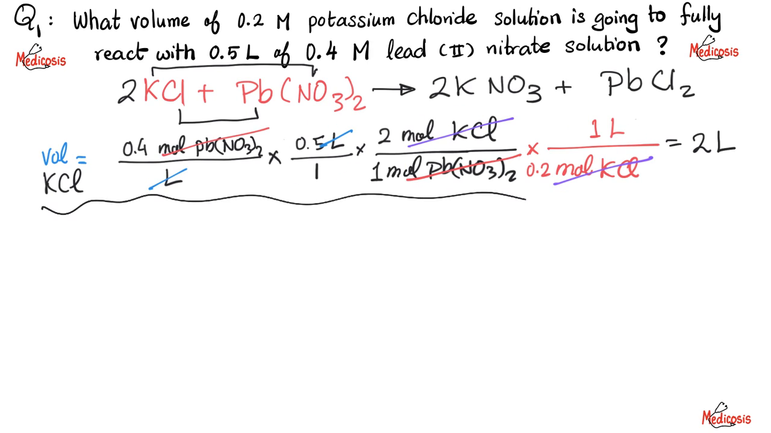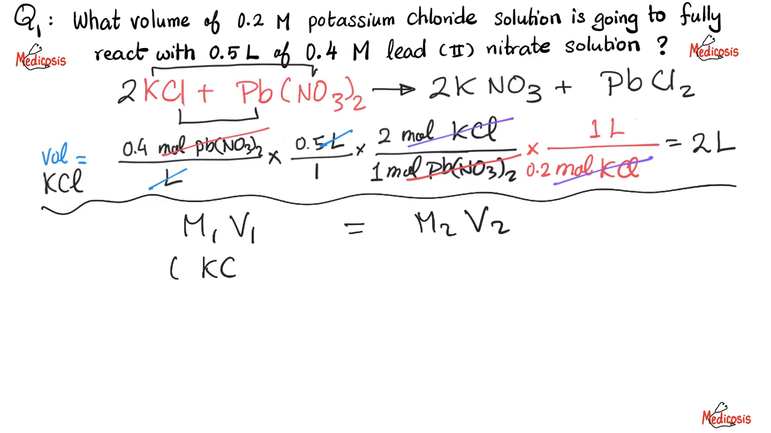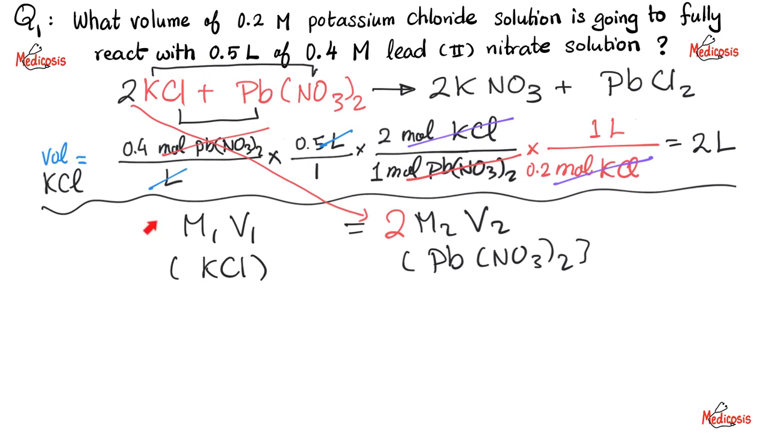Is there another way to solve this? Absolutely. It's the famous M1V1 equals M2V2, but we gotta be careful. M1V1 belongs to KCl, M2V2 belongs to Pb(NO3)2. Okay, then what? You gotta be very careful with the mole ratios. You see 2 here, and you're gonna do crisscross. This 2 is gonna go here, and this 1 is gonna go here.